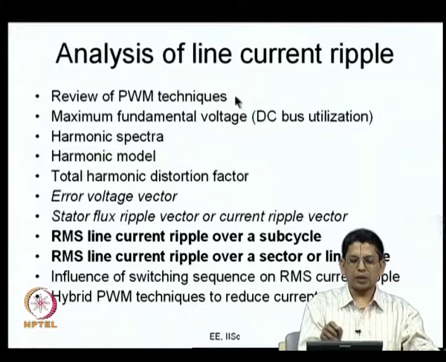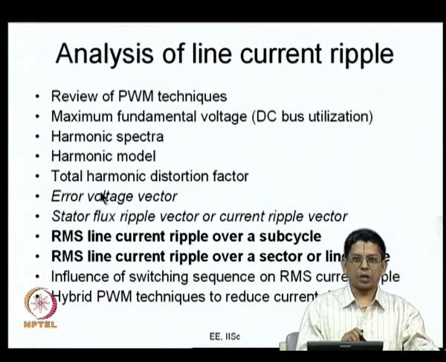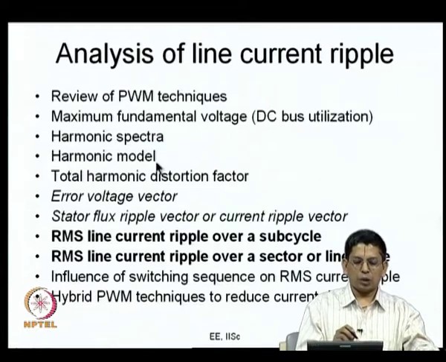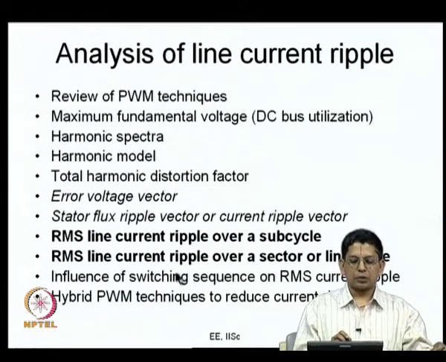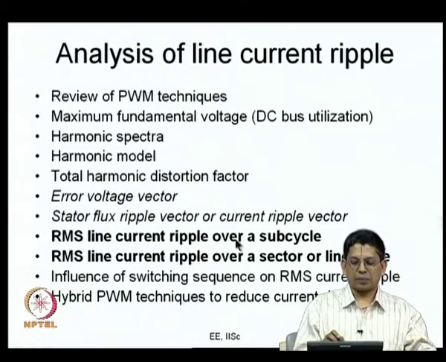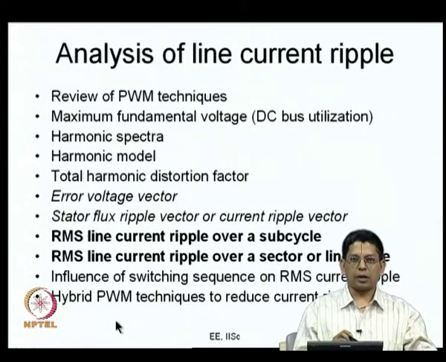What we have been doing is the other way, that is, we consider the error voltage vector. The error voltage vector is a representative of the harmonics in the voltages. You integrate that error voltage vector, and that is the stator flux ripple vector, which is a measure of the current ripple vector. Since the harmonic model is that of an inductance, if you apply voltage across an inductance, there is a certain current through the inductance. The current through the inductance is proportional to the integral of the voltage applied. That is why if you have the error voltage vector and you integrate that, you get your stator flux ripple vector, or equivalently your current ripple vector.